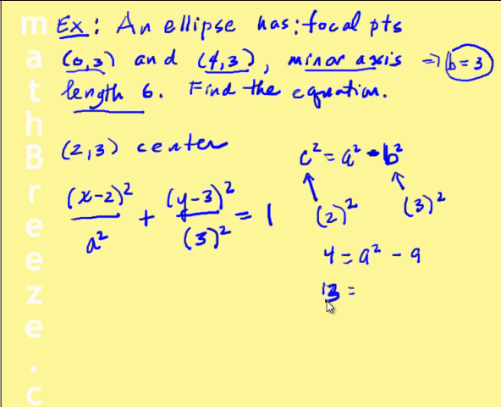So 13 is equal to a squared, and a is the square root of 13. So here we have 13, or the square root of 13 squared, and this is the equation: (x minus 2) squared over 13, plus (y minus 3) squared over 9, equals 1.